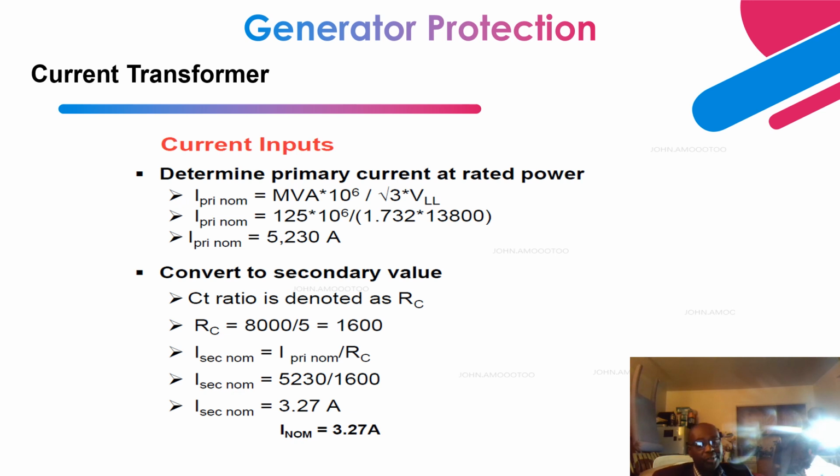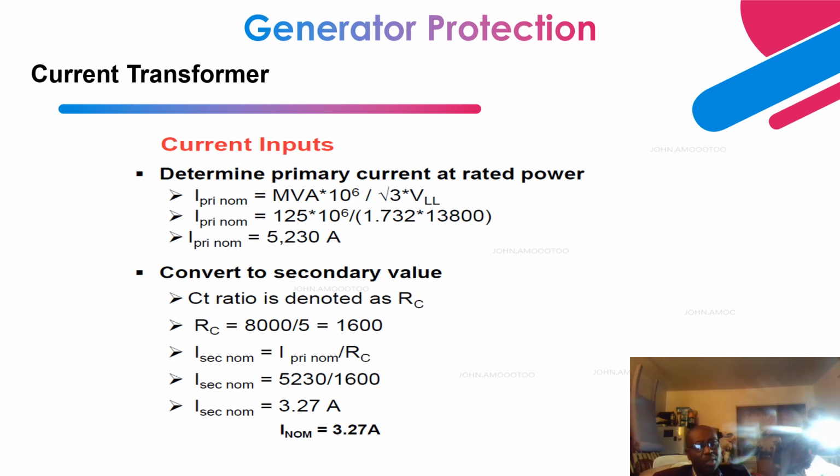Next, for a current transformer, how do you basically size a current transformer? Let's say you have a generator that is rated at 125 MVA. For the primary current, it's 125 MVA over root 3 times 30.8 kV. That gives us the primary nominal operating current of the generator, which is 5,230 amps.